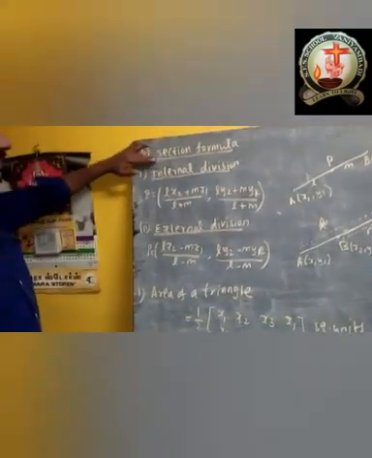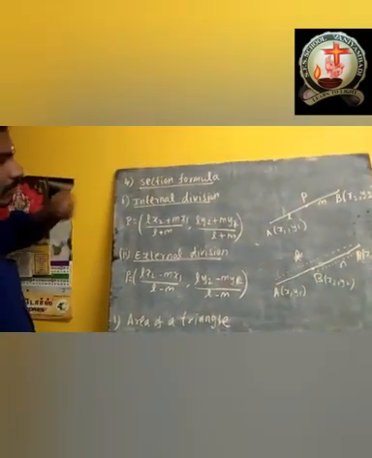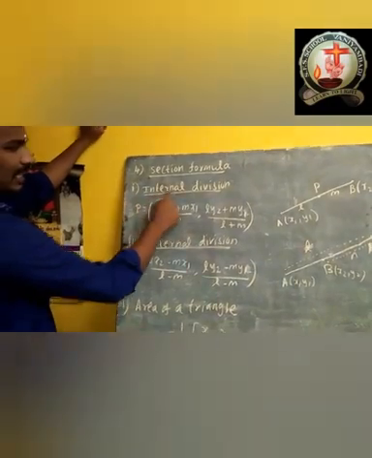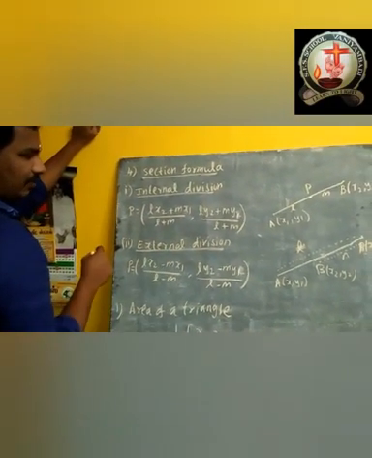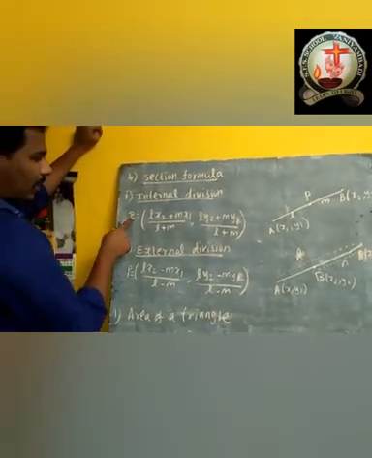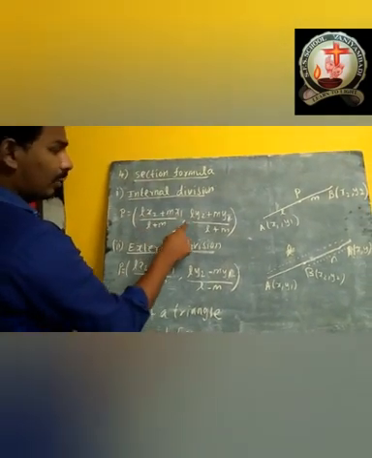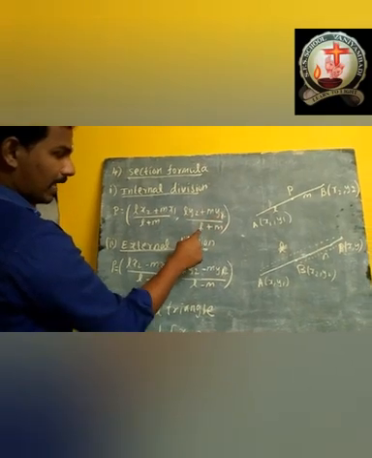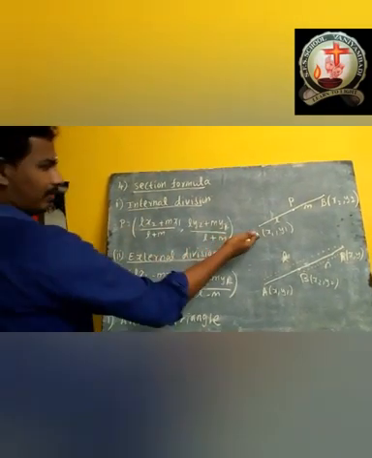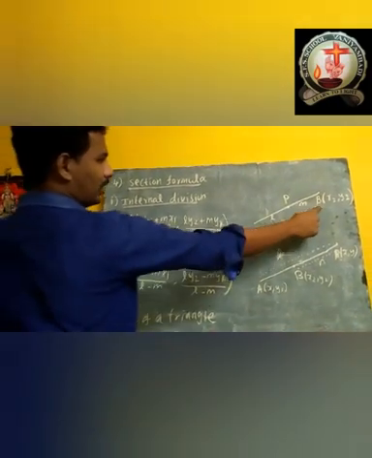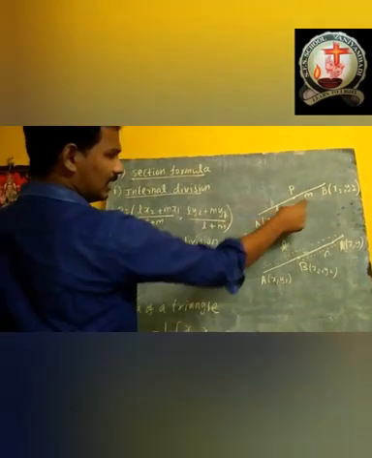Next, fourth one, section formula. There are 2 types of formula in section formula: internal division and external division. Internal division formula: P equals ((L x2 plus M x1) by (L plus M), (L y2 plus M y1) by (L plus M)). For example, I have given a diagram, here one point A and here one point B. Here I have given L and M.